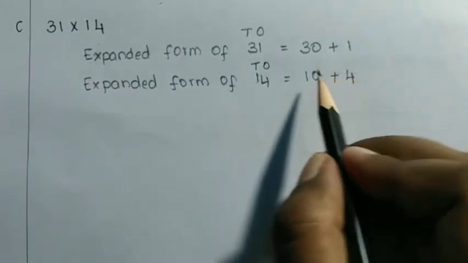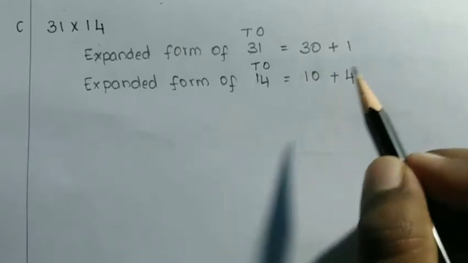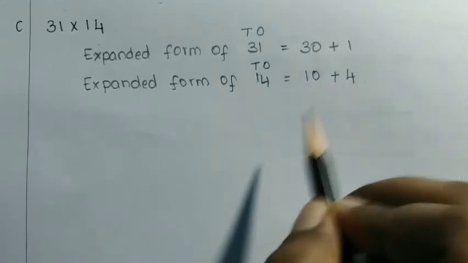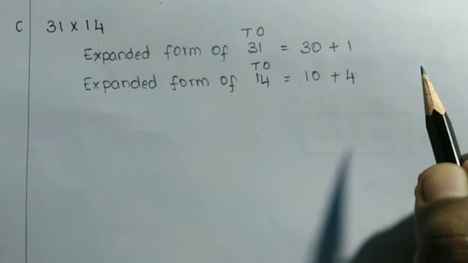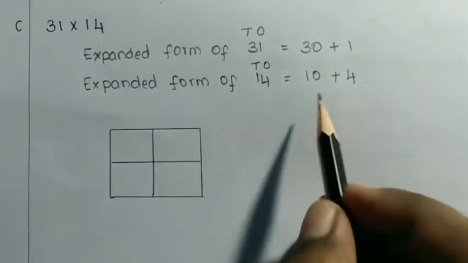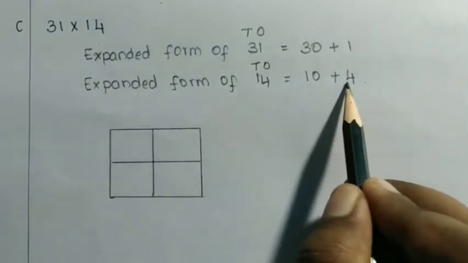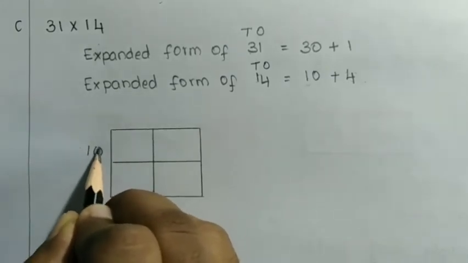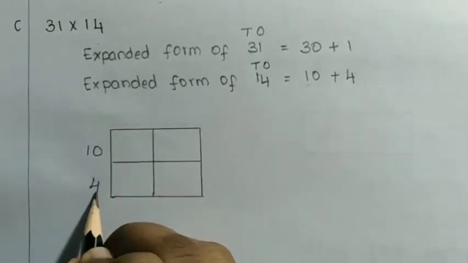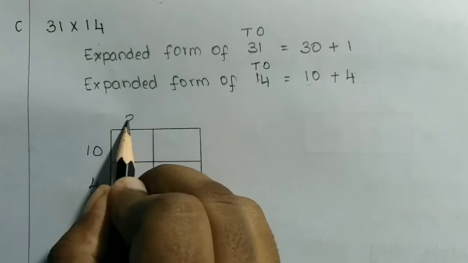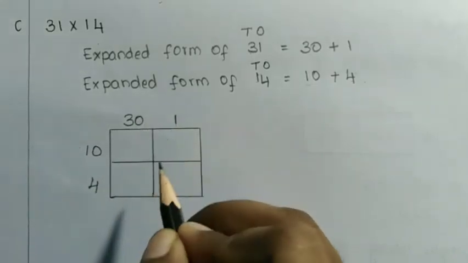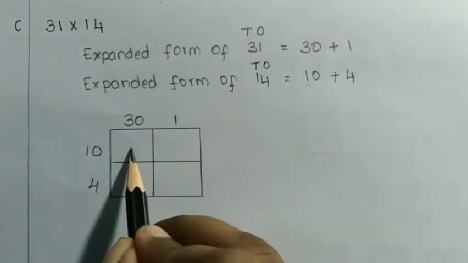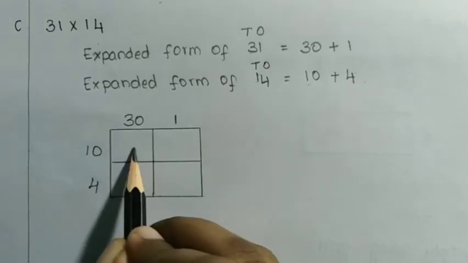So this grid will have how many boxes? 4 boxes. Let us draw 4 boxes. Now the multiplier, that is 10 plus 4, has to be written here. 10 here and 4. Multiplicand 30 and 1. Now what will come in this box? You have to multiply this number and this number.